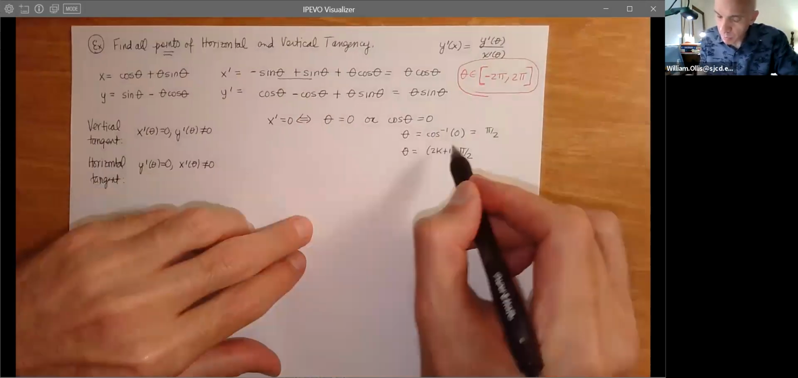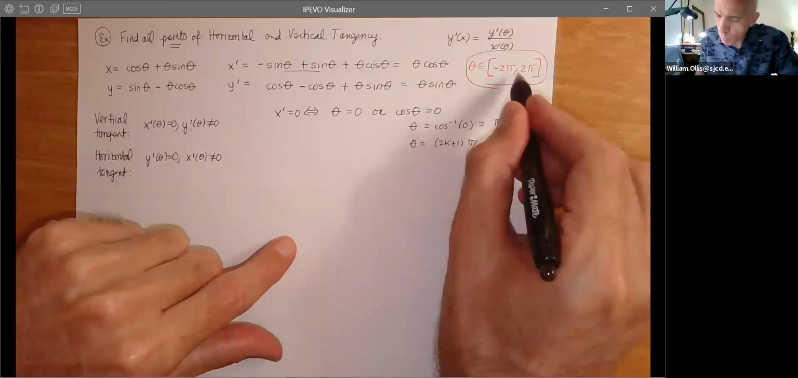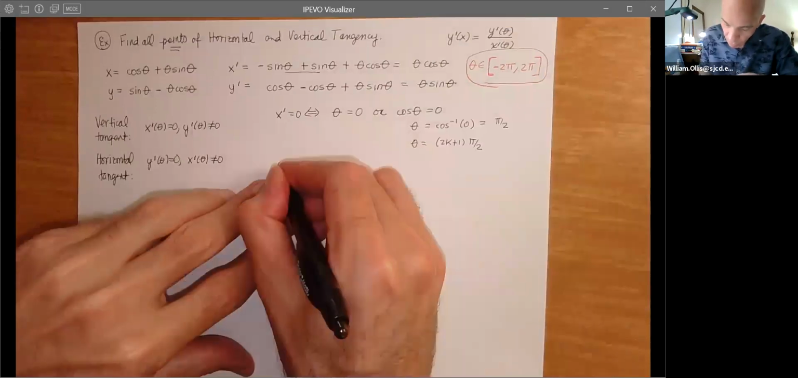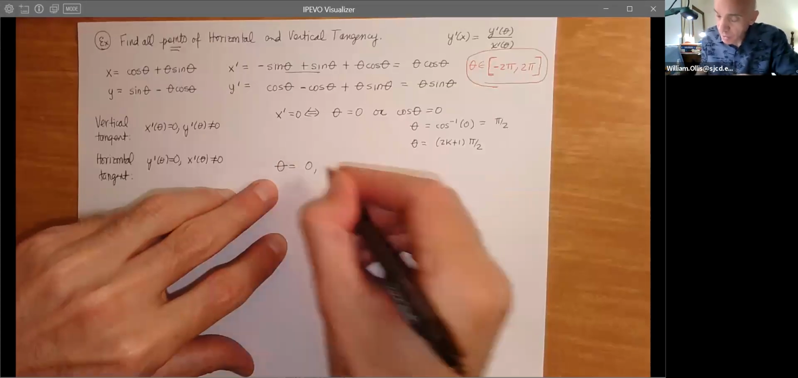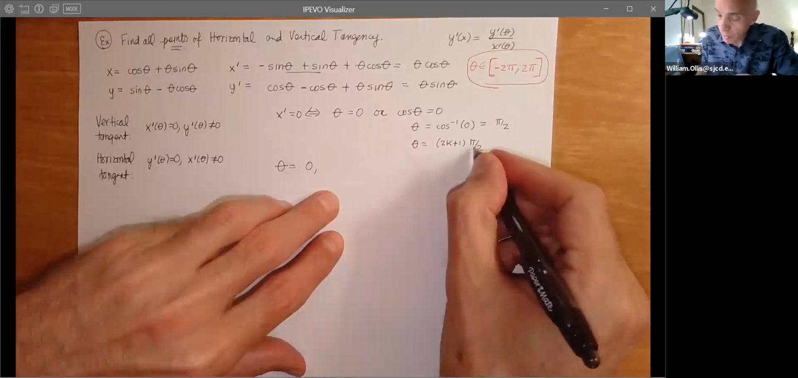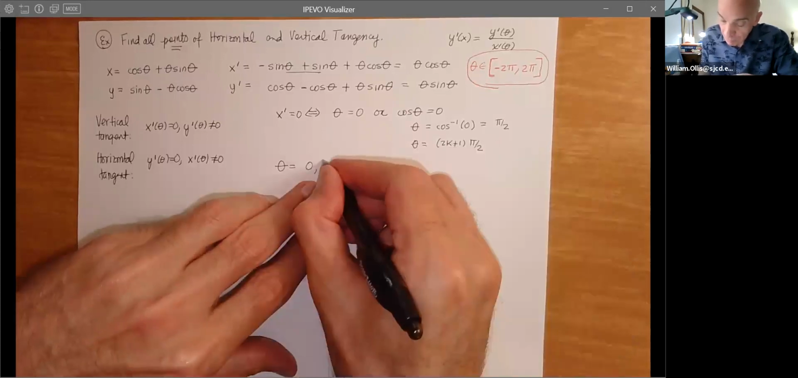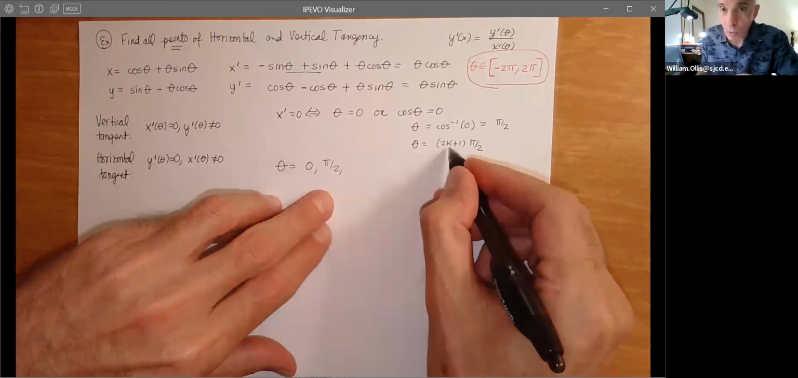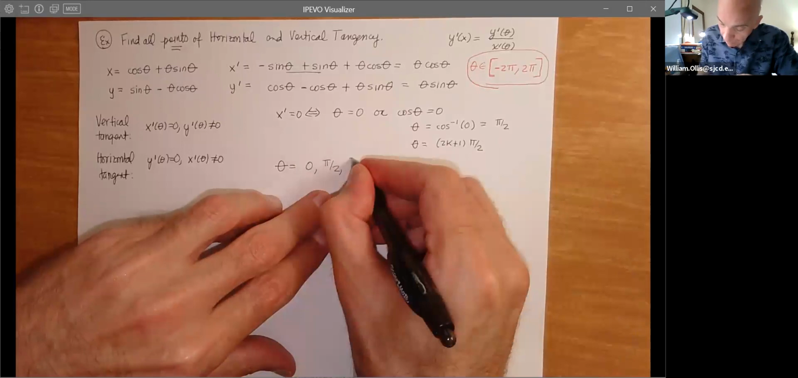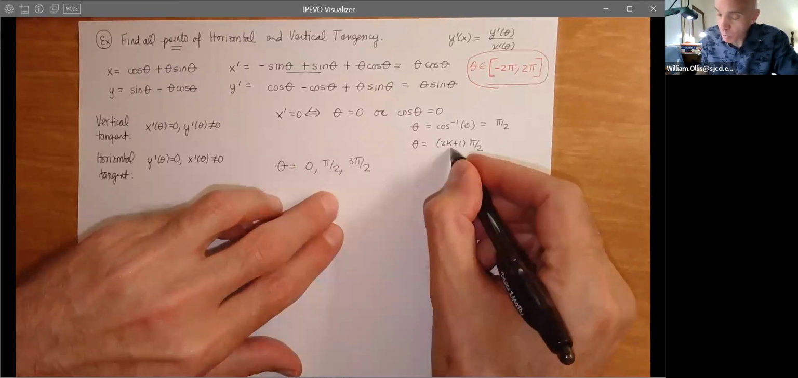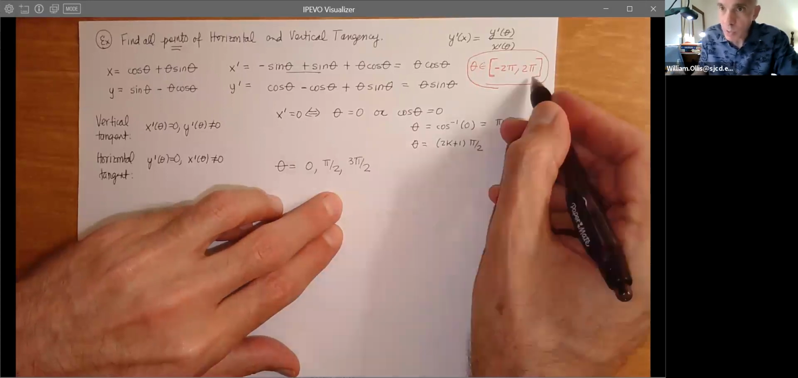So now, when we look at this, what are the values of theta? Well, we get a 0, and then we can just start marking them off. When k is equal to 0, we get pi over 2. When k is equal to 1, we get 3 pi over 2. But of course, if k is equal to 2, we get 5 pi over 2, but that's too big. All right, so we stop.